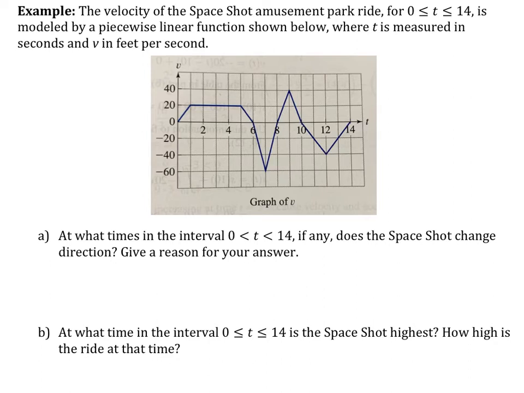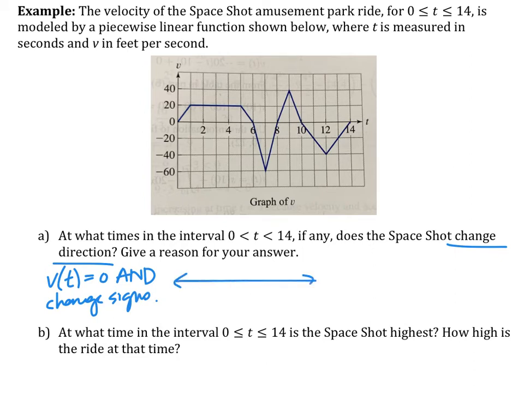Okay, so we just did something like this. Change direction means v of t equals 0 and it has to change sign. So the easiest thing to do is, since they already give you a graph of v, just look at where it is 0. Okay, 0 is 0, 6, 8, 10, 14.